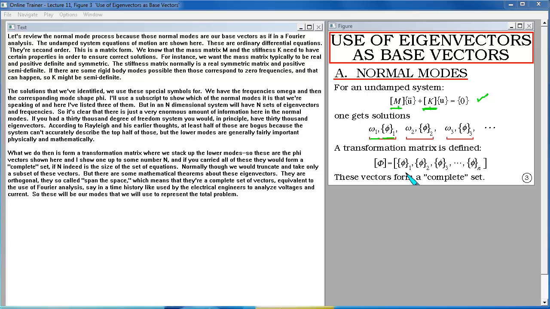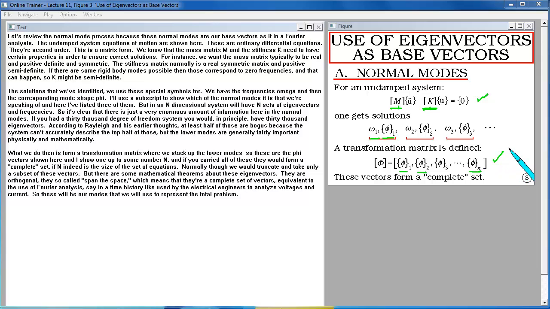So these are the phi vectors shown here, and I show 1 up to some number n. If you carried all of these, they would form a complete set, if n indeed is the size of the set of equations. Normally, though, we will truncate and take only a subset of these vectors. But there are some mathematical theorems about these eigenvectors.